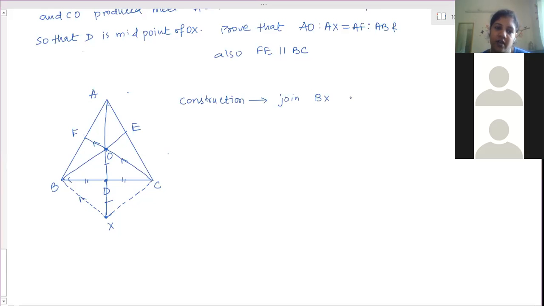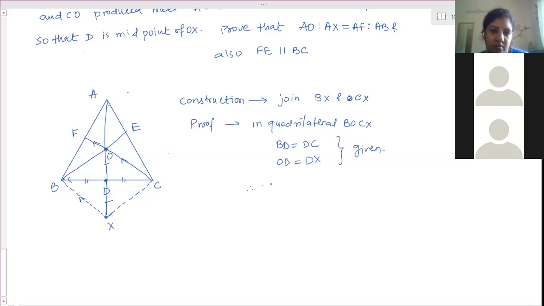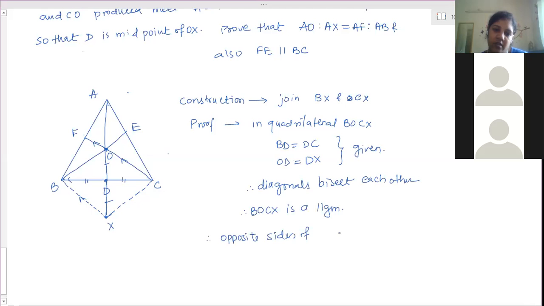Construction: join BX and CX. Proof: in quadrilateral BOCX, BD is equal to DC and OD is equal to DX, given. Therefore diagonals bisect each other. Therefore BOCX is a parallelogram. So therefore opposite sides are parallel. Opposite sides of a parallelogram are parallel. BX parallel to OC. And therefore BX parallel to FO.